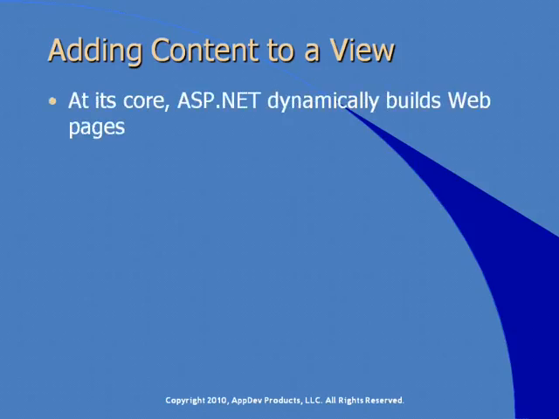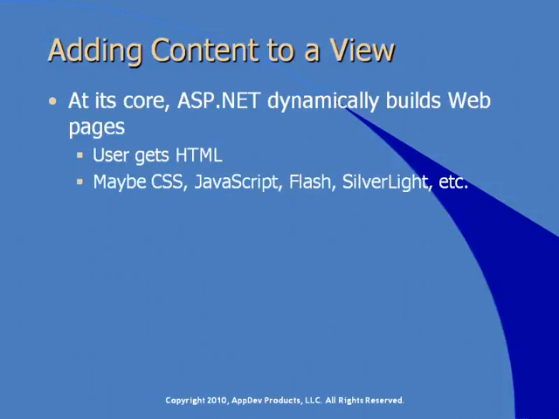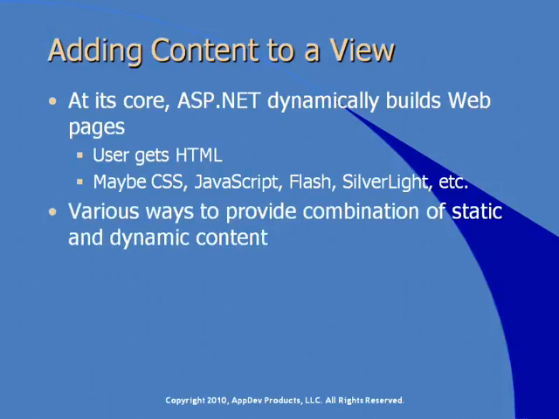At its heart, ASP.NET is a framework for building dynamic web pages and delivering them to users. The user gets a page consisting of HTML, and maybe some other web standard content such as CSS and JavaScript. You can include static HTML in the Views ASPX file and provide dynamic content either using client-side JavaScript and maybe Flash, Silverlight, whatever, or server-side code. What we're going to do now is focus on using server-side code to provide dynamic content. And there's a variety of ways to provide a combination of static and dynamic content to a view. And here you'll learn about some of the most common ways to add that content.